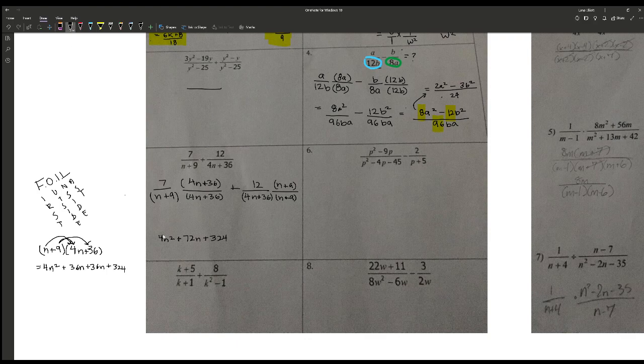So, once we get that, we're going to have all of our stuff. So, as you can see, we're going to, once again, multiply the 7 into the brackets. We don't need to do FOIL because there is no other term. So we have 7 times 4n, which is going to be 28n, plus 7 times 36. 7 times 36 is equal to 252. My bad.